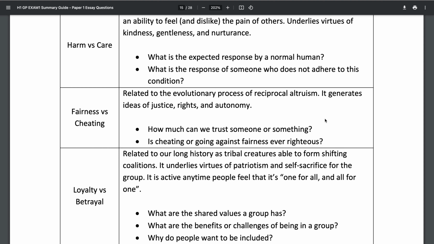And the second point is, is cheating or going against fairness ever righteous? If today I say I want fairness among these two people, but I have great justification to prove that one of these two people does not deserve equal treatment, is it right for me to challenge the fairness and make the thing unfair? Is it right for me to cheat the system to gain fairness when I know I don't deserve fair? That is the condition here, fairness versus cheating.